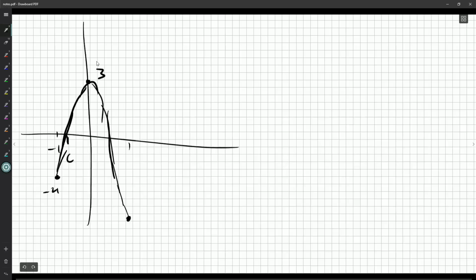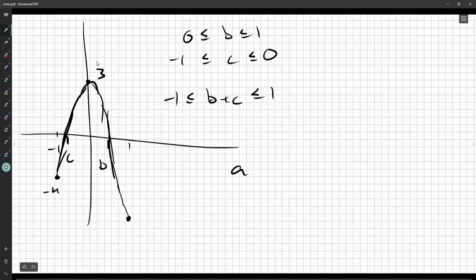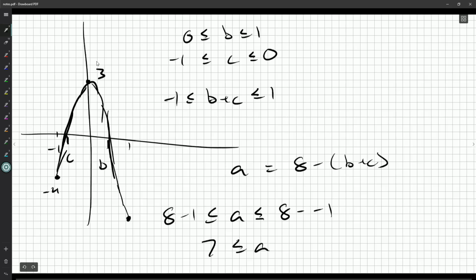And we have C here and then B here. And A is going to be a bigger root, I suspect. Just because now we can say, alright, B is between 0 and 1. C is between minus 1 and 0. So B plus C is between 1 and minus 1. And therefore, A, which is equal to 8 minus B plus C, is between 8 minus negative 1 and 8 minus 1. So A is between 7 and 9.